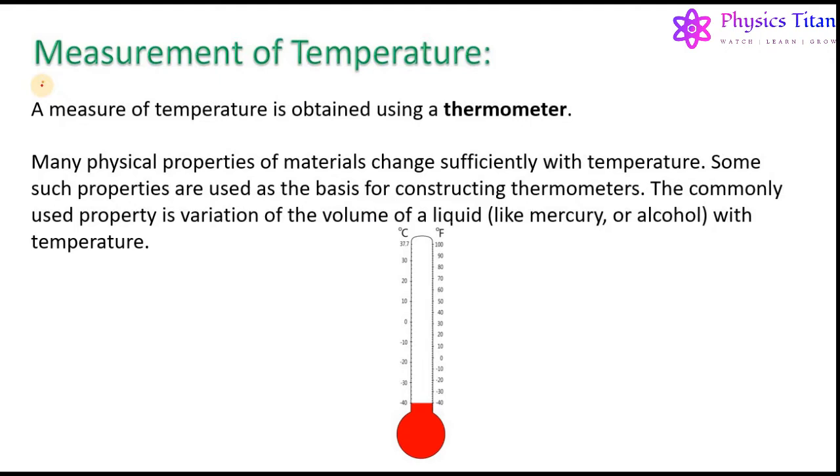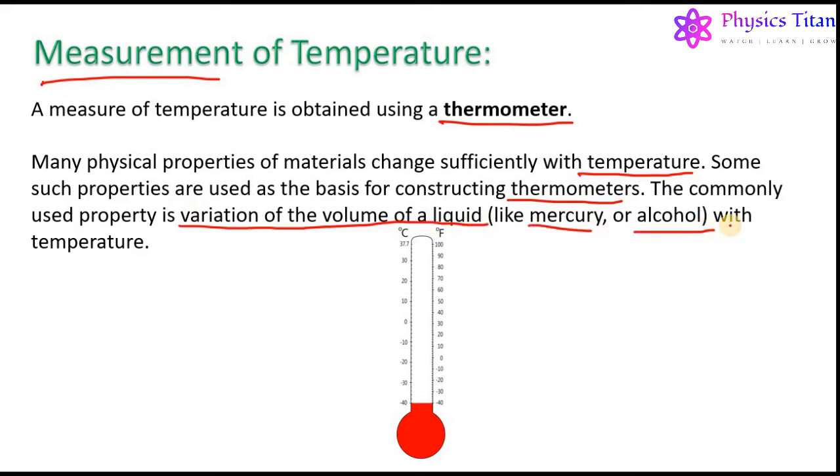Now let us talk about measurement of temperature. A measure of temperature is obtained using a thermometer. Now many physical properties of material change sufficiently with temperature. Some of these properties are used as the basis for constructing a thermometer. The commonly used property is the variation of the volume of a liquid like mercury or alcohol with temperature.